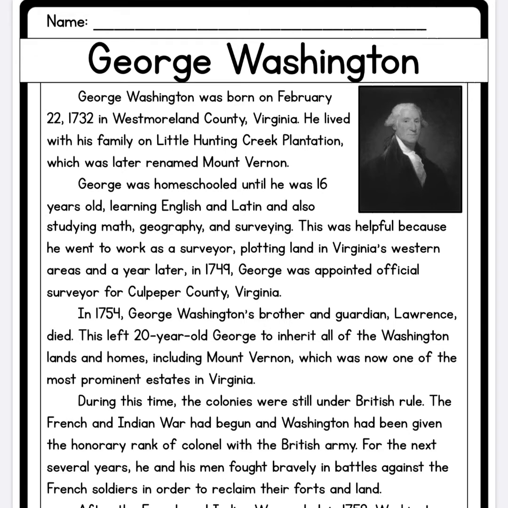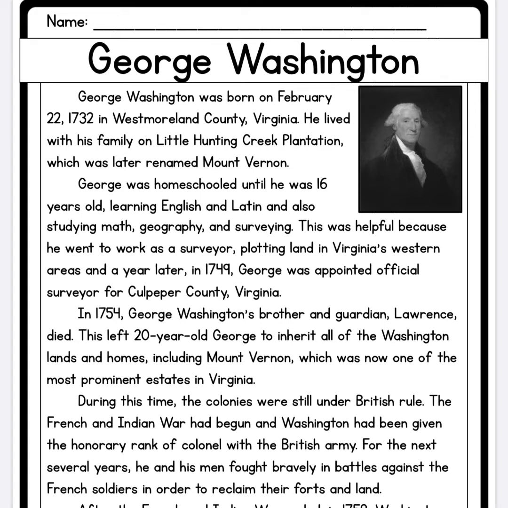George Washington was born on February 22nd, 1732, in Westmoreland County, Virginia. He lived with his family on Little Hunting Creek Plantation, which was later renamed Mount Vernon. George was homeschooled until he was 16 years old, learning English and Latin and also studying math, geography, and surveying. This was helpful because he went to work as a surveyor, plotting land in Virginia's western areas, and a year later, in 1749, George was appointed official surveyor for Culpeper County, Virginia.